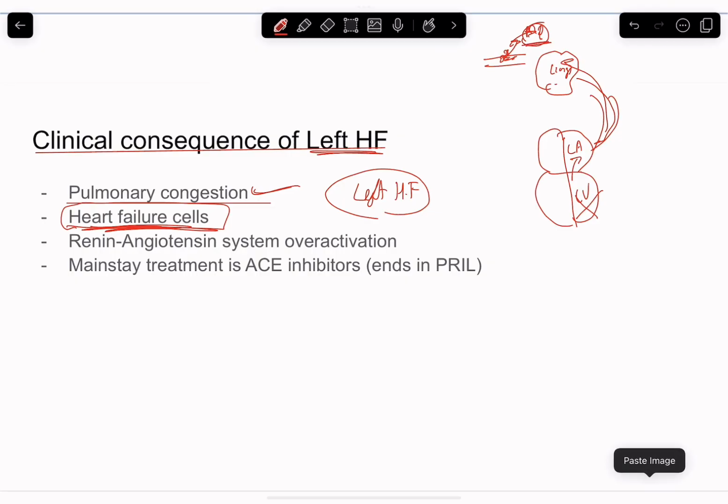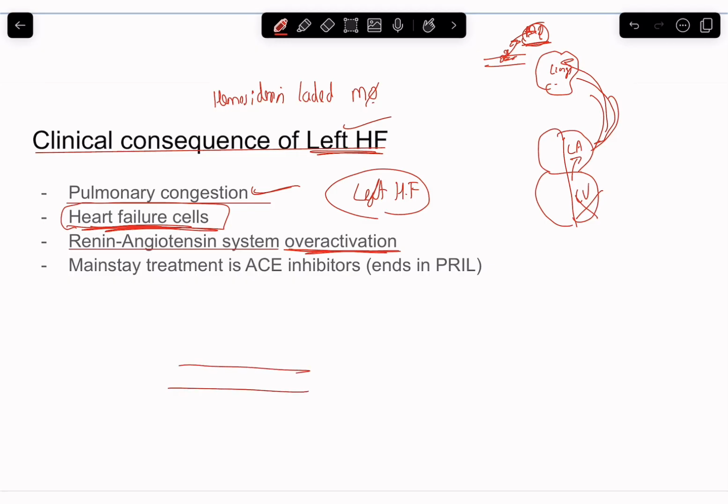Okay, they are also called hemosiderin-laden macrophages. So one other clinical consequence of left heart failure is renin-angiotensin system overactivation. When there is heart failure, there will be an obvious decrease in the perfusion of blood to every organ, the kidney also being one of them. So decreased blood flow to the kidney will make it think that the system is not having enough blood, so it will activate the renin-angiotensin-aldosterone system. So basically your angiotensin 2 will get activated along with renin.